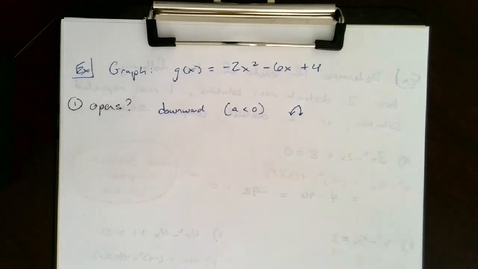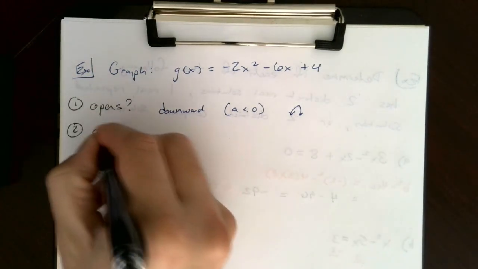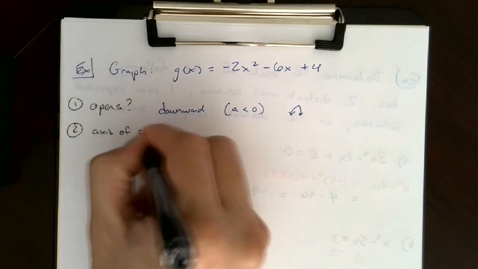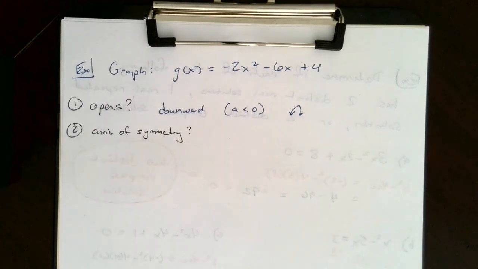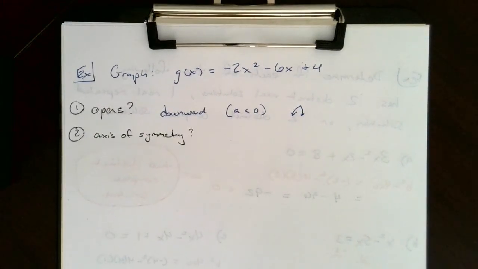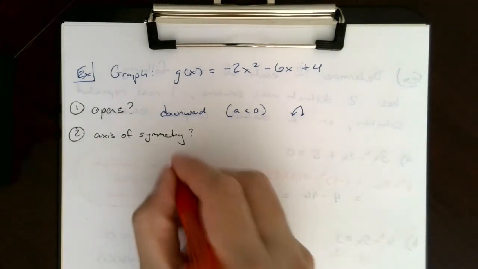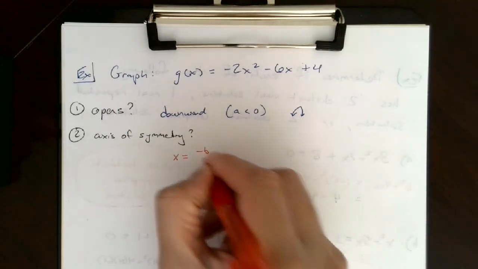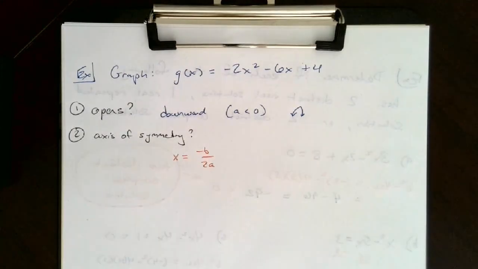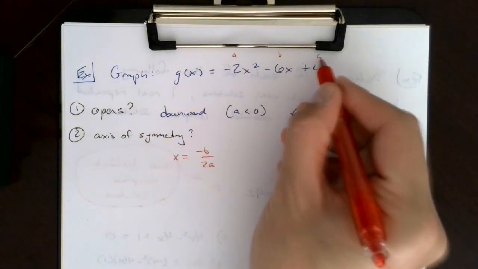The second thing we ask ourselves is to determine what we call the axis of symmetry. Remember, the axis of symmetry is the imaginary line that runs up and down straight through the middle of the parabola, so it splits it in half. So it's symmetric over it. Remember, it has a specific equation. The equation for the axis of symmetry is x equals -b over 2a. And remember, this is a, b, and c in terms of the coefficients.